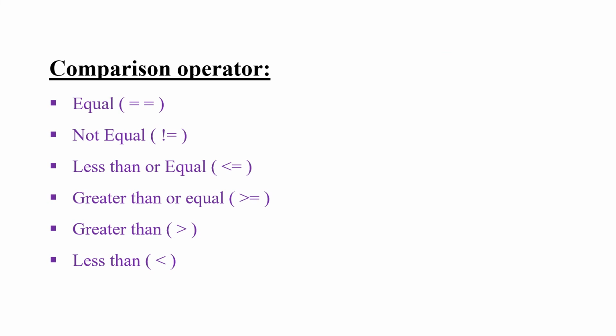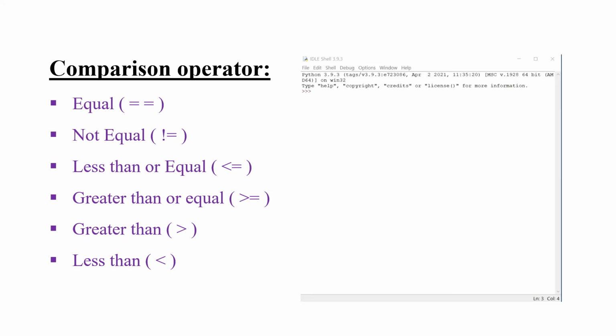Next, greater than or equal to. If the first operand is greater than or equal to the second operand, then the condition becomes true. If I take a = 5 and b = 6, print a >= b. We'll get the output as false because in the condition a should be greater than or equal to b, but here a is less than b, so we'll get the output as false.